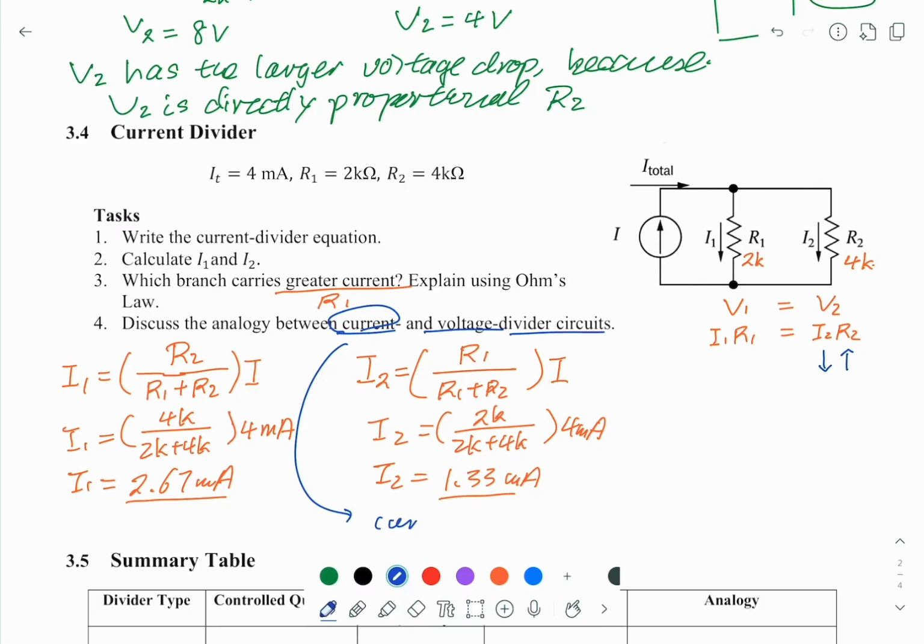Because current is related to water flow in our analogy, the higher the resistance implies less flow of water. So this is the way we can visualize or understand it in terms of the water flow analogy.